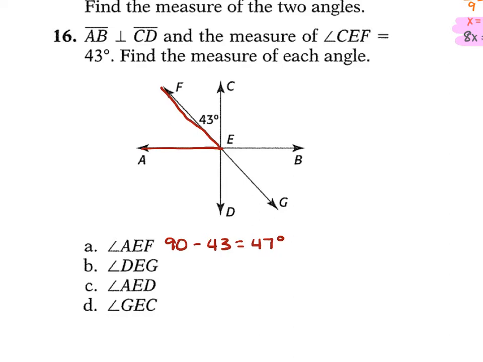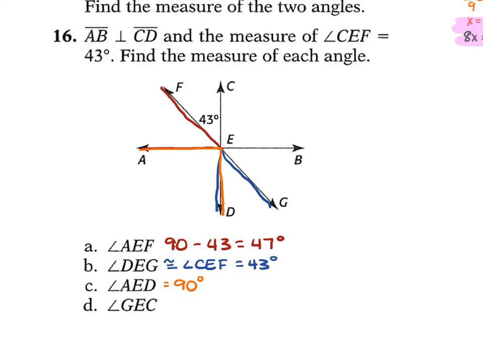For B, we're finding the measure of the angle DEG. Well, DEG is congruent with the FEC, so that is 43 degrees. For C, we're looking for AED. So AED is actually a right angle, so that's 90 degrees.